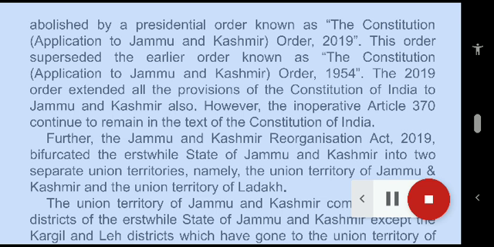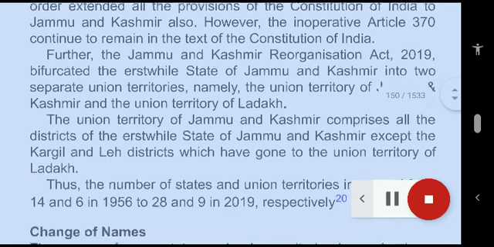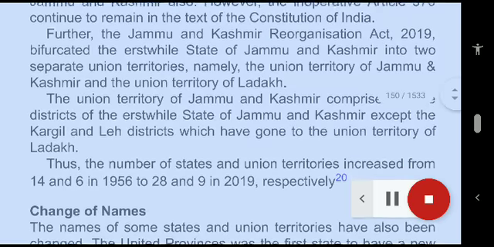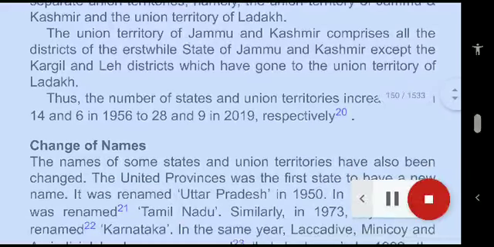The 2019 order extended all the provisions of the Constitution of India to Jammu and Kashmir also. However, the inoperative Article 370 continued to remain in the text of the Constitution of India. Further, the Jammu and Kashmir Reorganization Act, 2019 bifurcated the erstwhile state of Jammu and Kashmir into 2 separate union territories, namely, the Union Territory of Jammu and Kashmir and the Union Territory of Ladakh. The Union Territory of Jammu and Kashmir comprises all the districts of the erstwhile state of Jammu and Kashmir except the Kargil and Leh districts which have gone to the Union Territory of Ladakh.